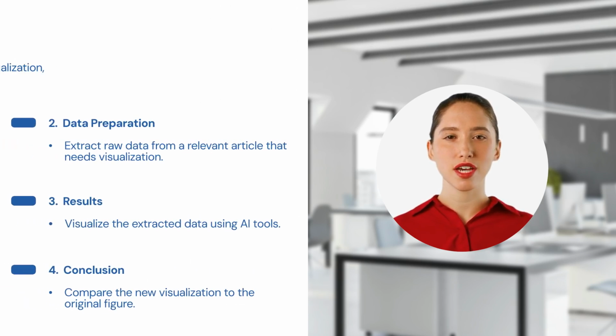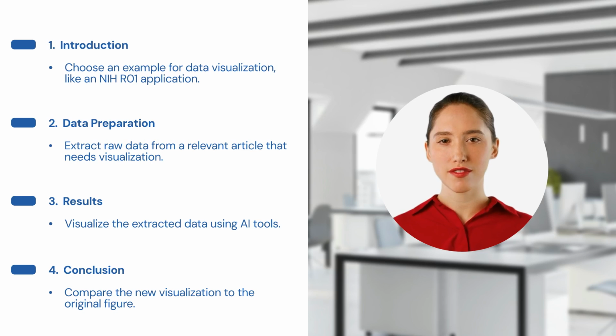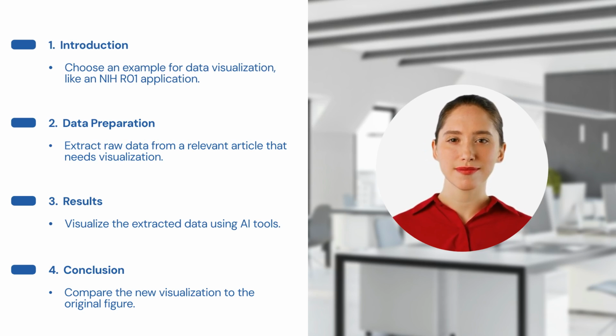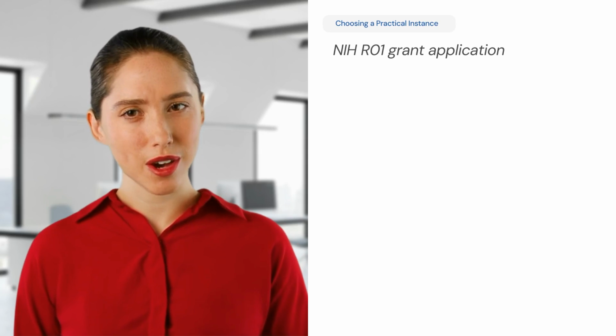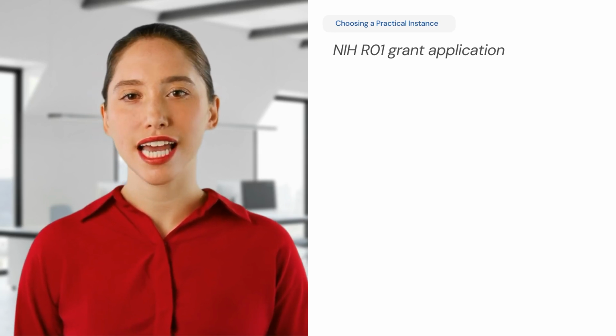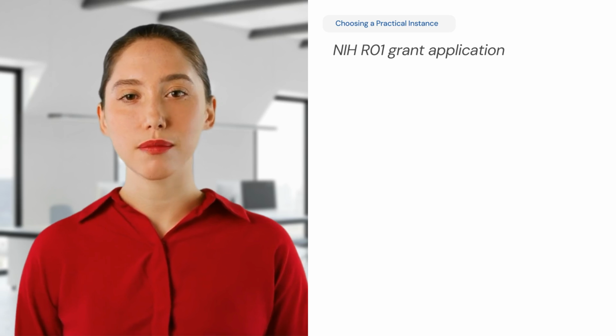1. Introduction. Choose an example for data visualization. First, let's pick a good example for this exercise. We need an example that serves a specific purpose. Since we are also looking at grant writing, it's helpful to choose an example related to that. As a public health student, an NIH R01 grant is a logical choice. So, we'll use an NIH R01 grant as our example.